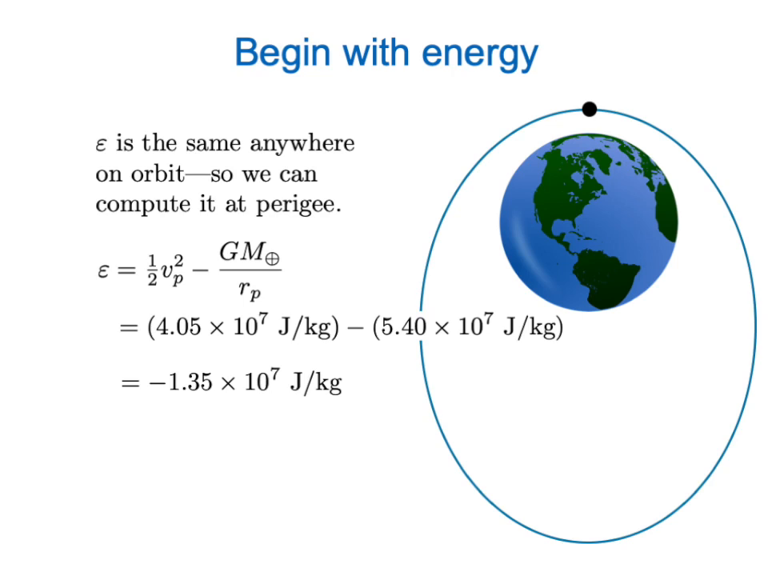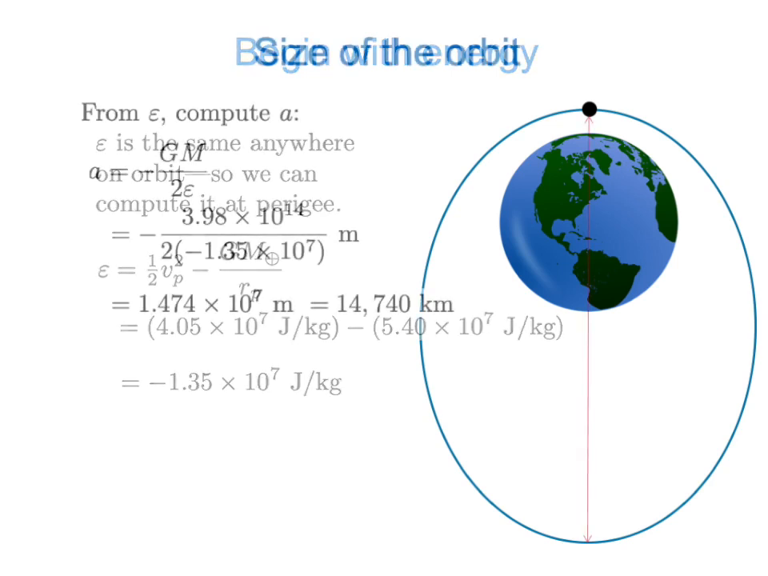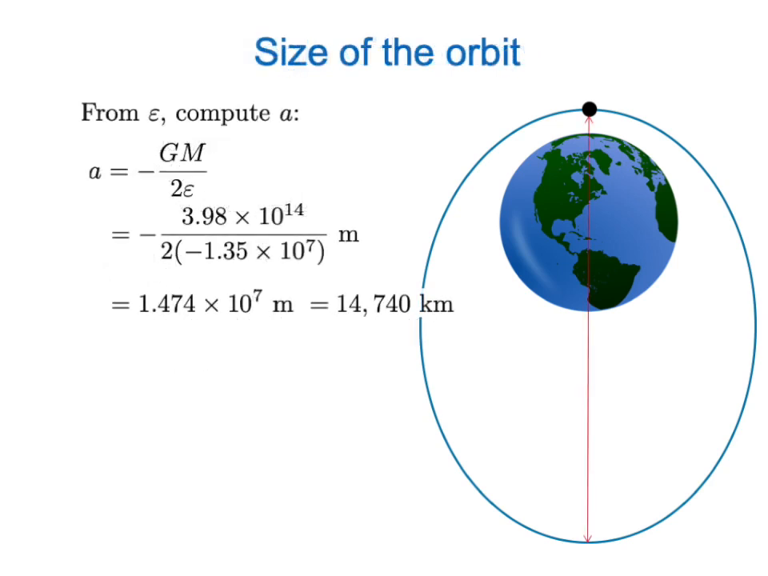And once we have this piece of information, we can compute the size of the orbit. That is to say, we can compute the semi-major axis. We know that the semi-major axis is equal to minus GM over 2 times E. And so we can substitute the values in, making sure to keep everything in meters, kilograms, and seconds, and we wind up with 1.474 times 10 to the 7th meters, or about 14,740 kilometers. We know the semi-major axis of our satellite's orbit.